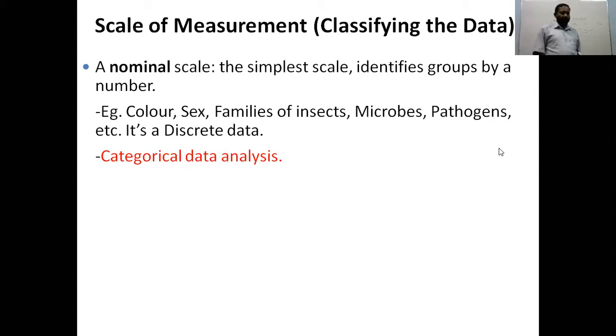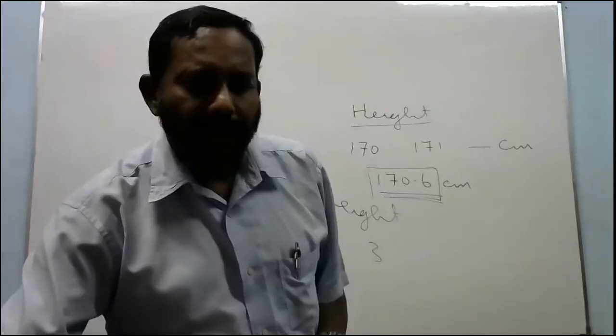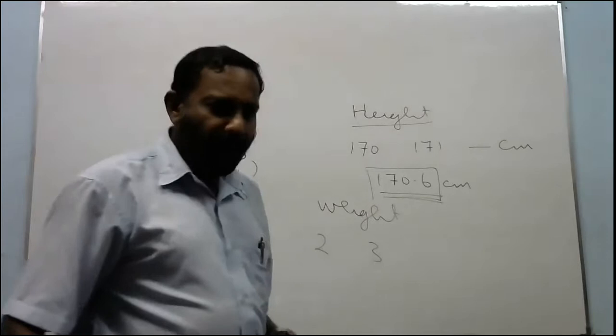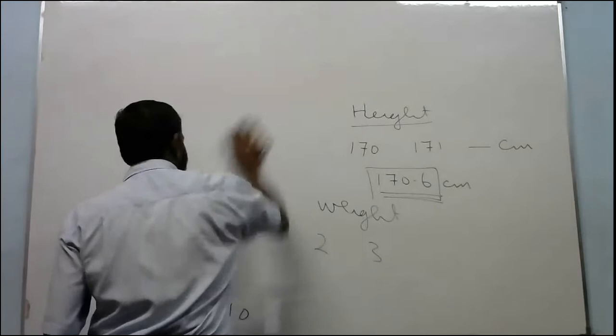Don't worry about this red in color. This is basically the type of analysis that we perform for this kind of data. Actually, this kind of data, we cannot rank it. Can we rank this data? No.